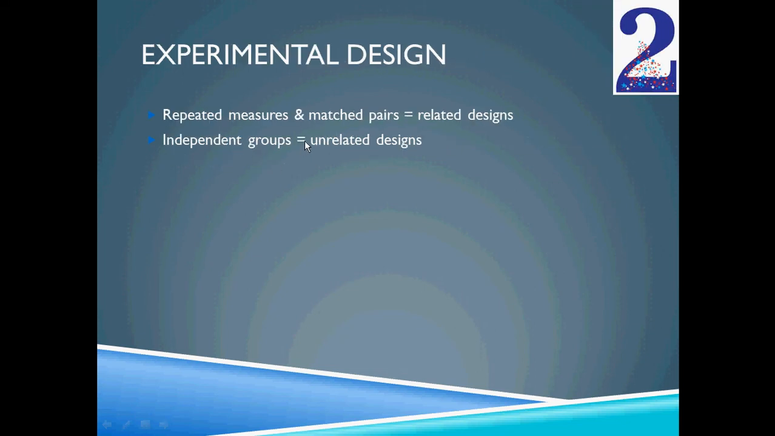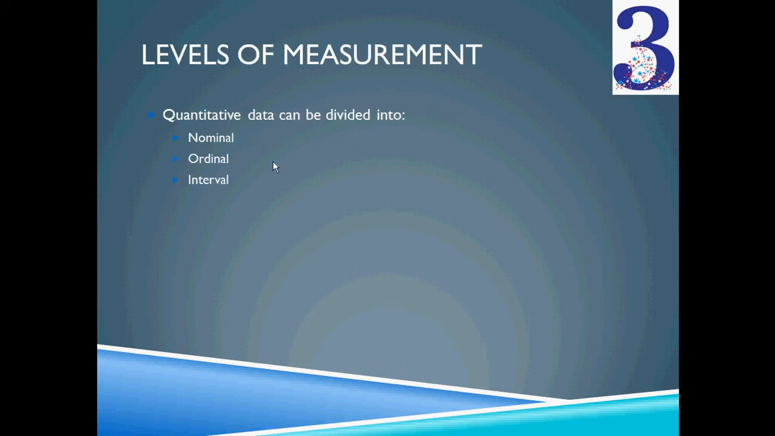So question 2 was, what's the experimental design? And the key thing here is that you've got repeated measures and matched pairs. They're what we call related designs. That's because the two groups of participants are related to each other. In repeated measures, it's the same group. In matched pairs, they've been matched in terms of characteristics. So independent groups would be an unrelated design because they're completely independent and separate of each other.